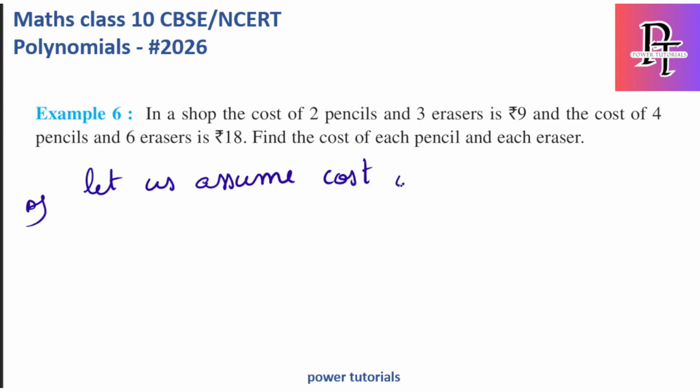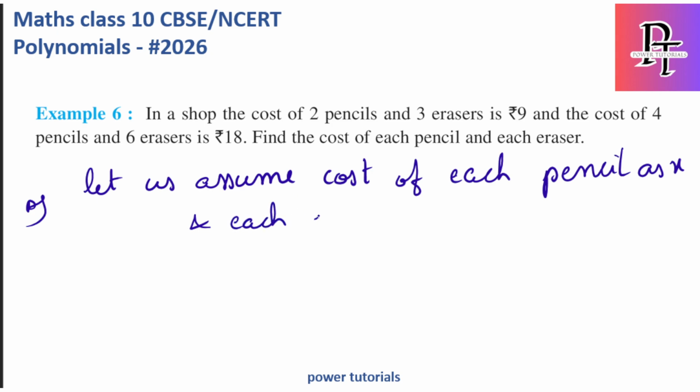the cost of each pencil as x and each eraser as y. If you are assuming x and y, it is because we solve most equations with x and y, but it's not mandatory. If you want, you can also try p and q, but my suggestion is always go for x and y, because the invigilators are also habituated to solving in x and y terms.